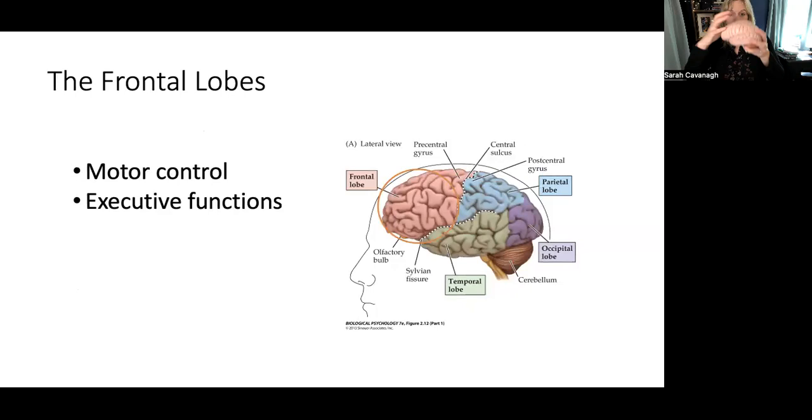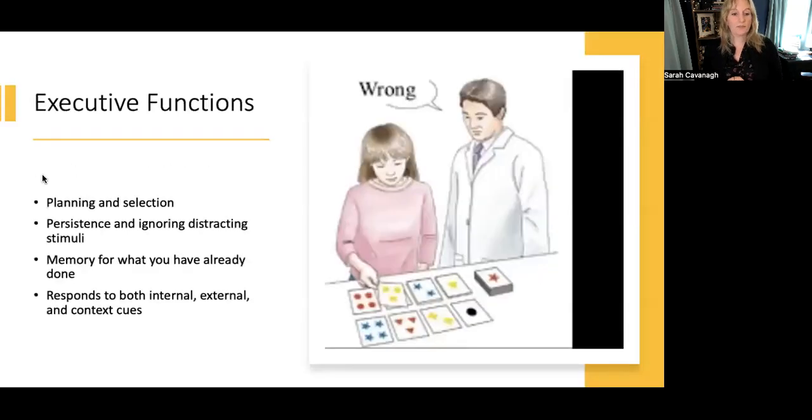Finally, the frontal lobes at the front, very descriptive, are involved in motor control, especially fine motor control, so moving your body voluntarily, and also what we call executive functions. And executive functions are all those kind of intellectual planning, delay of gratification functions that we think separate us from a lot of the rest of the animal kingdom. So things like planning and selection, persistence in ignoring distracting stimuli, memory for things you've already done, memory search, and responding to context.